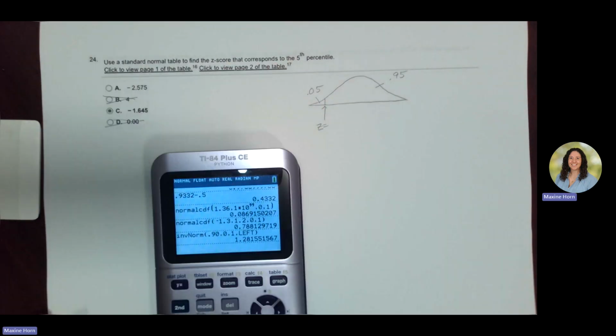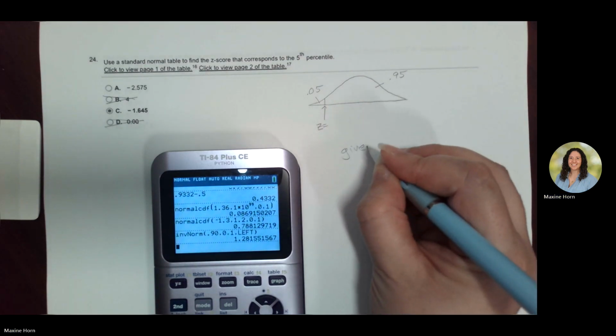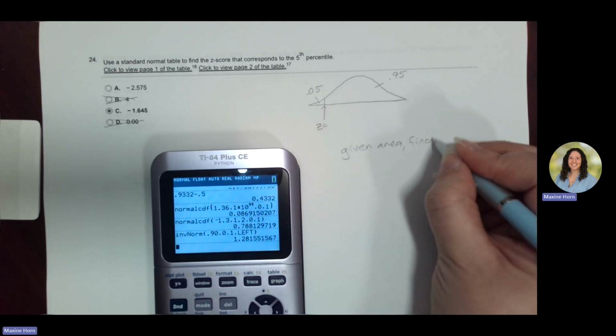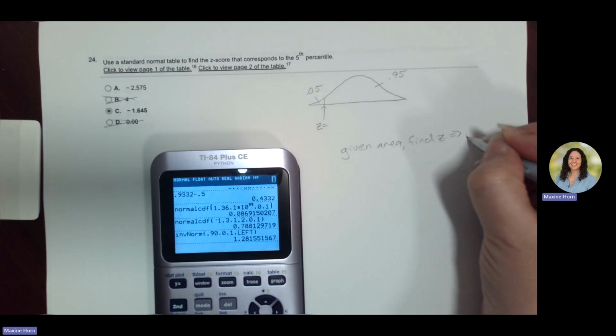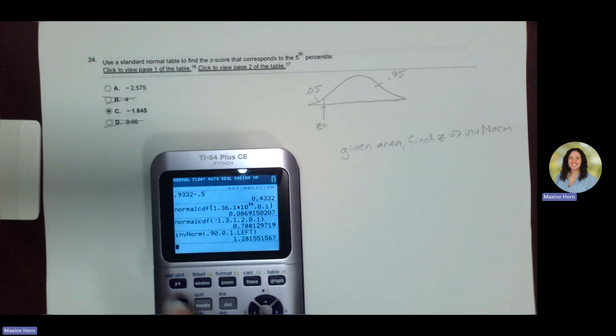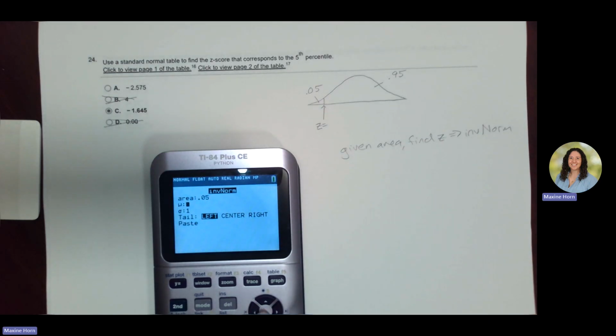We're going to do the table as well, but we are given an area and we need to find a z-score. Therefore, we're going to do inverse norm. So we go second vars, and inverse norm is the third option. The area to the left is 0.05, and we make sure that it says area to the left, and that's how we get negative 1.645 if we're rounding to 3 decimals.